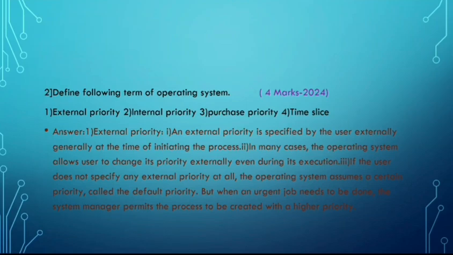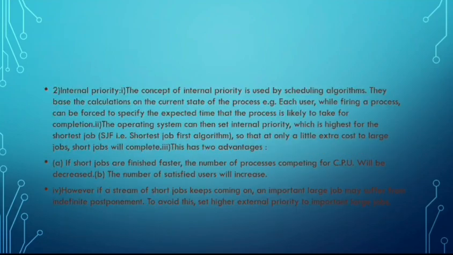An external priority is specified by the user externally, generally at the time of initializing the process. In many cases, the operating system allows the user to change the priority externally even during its execution. If the user does not specify any external priority at all, the operating system assumes a certain priority called a default priority. Let's see the second type, internal priority.